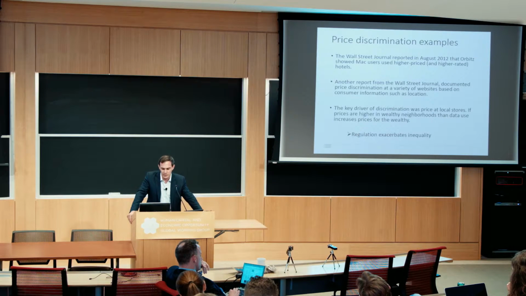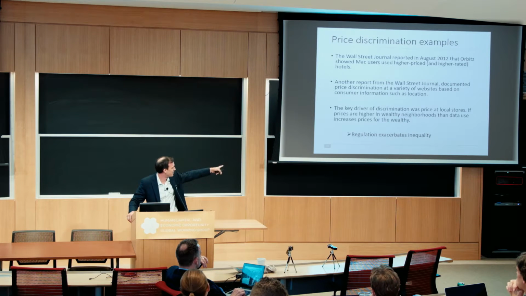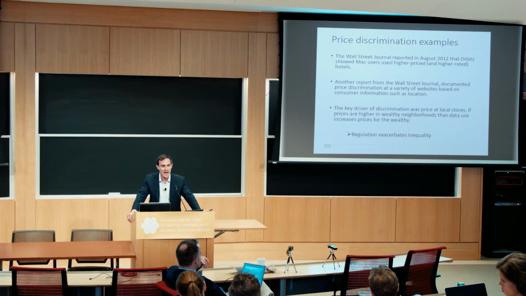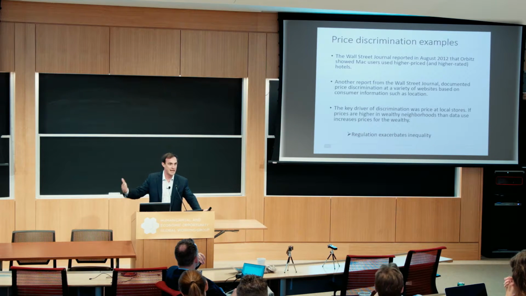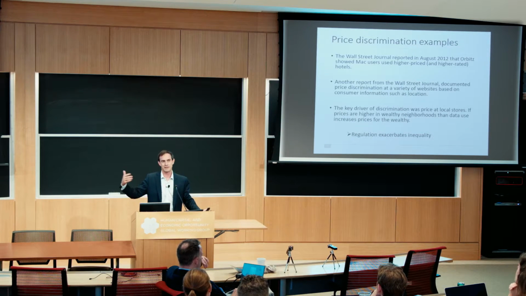Now, there's lots of examples of this that have shown up in the popular press. The Wall Street Journal in particular has been an advocate against this kind of thing. And it's sort of weird to think about the Wall Street Journal as an advocate, but maybe the bottom line is the reason why, which is that the Wall Street Journal reported in 2012 that Orbitz showed Mac users higher priced hotels than they showed PC users. Mac users are wealthier on average, and so Orbitz used that information. Now, it wasn't a higher price for the same hotel, let's be clear, but if you're a Mac user, you would get higher priced hotels. You'd be shown higher prices.